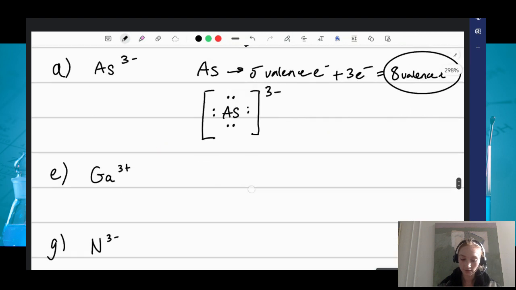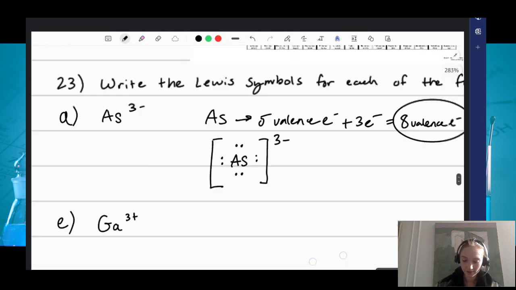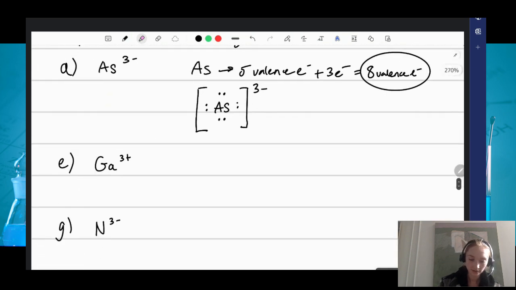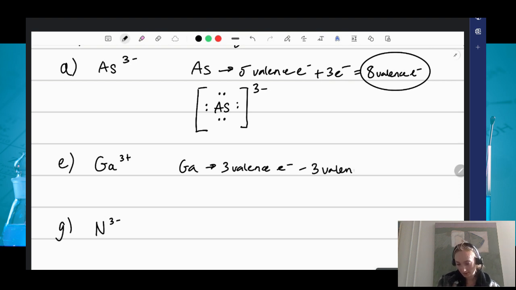So let's move down to gallium, I believe. So gallium, on the periodic table, let's look at where that is. So gallium is right here, and it is in the 3rd column. So it has 3 valence electrons. So let's write that down as Ga has 3 valence electrons. And so since this is a 3 plus charge, we're losing 3 electrons. So we minus 3 valence electrons, or minus 3 electrons.